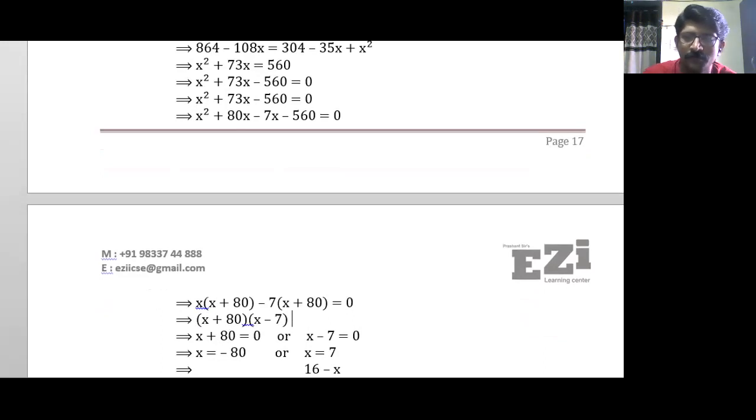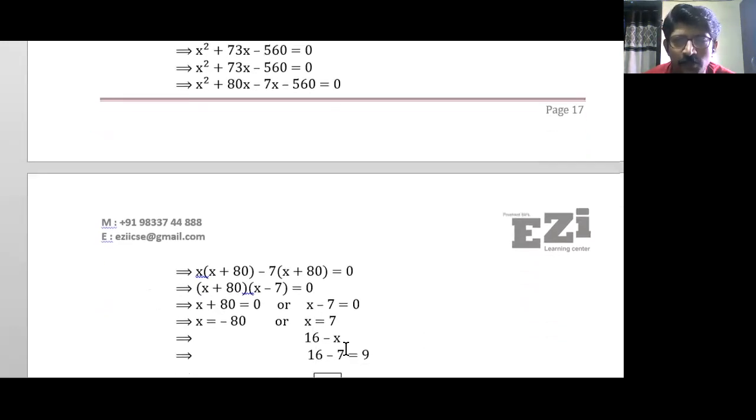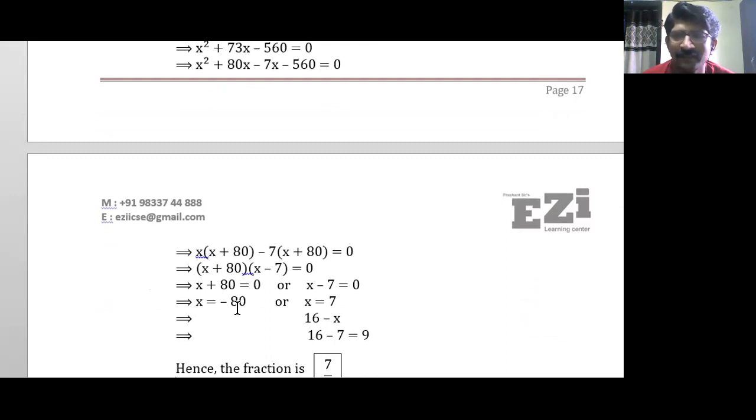So this is where students forget to write is equal to 0. And then x is equal to negative 80 or x is equal to 7. But it is clearly mentioned that the fraction is positive. So can the numerator be negative 80? Of course not. So this would be rejected. Why would this be rejected? As the numerator cannot be negative.